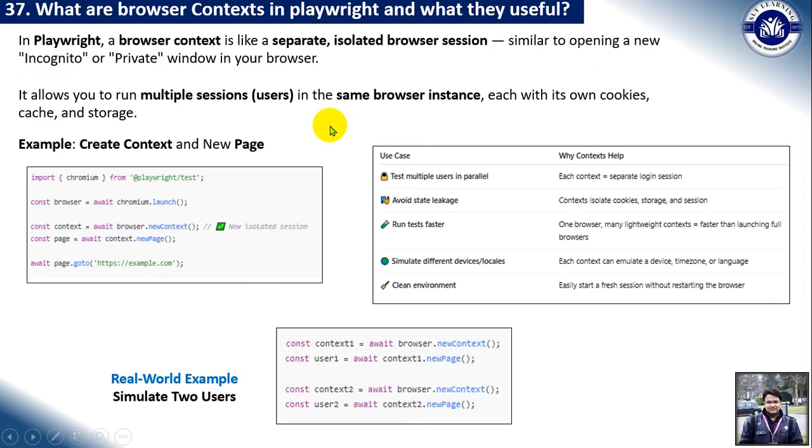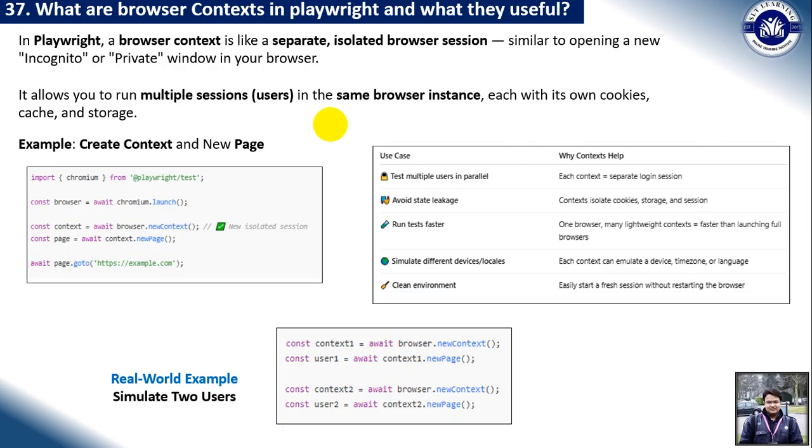Then, what are browser contexts in Playwright and what is it useful for? I told you, we have seen these things in a couple of previous questions as well. What is a browser context? It gives you the facility to use an isolated session for your automation testing. It will be like an incognito private window in your browser. When you open Chrome in incognito mode, it has a separate session, separate cookies, separate browsing history and all those things. It allows you to run multiple sessions, like different users, on the same browser instance, and each has its own cookies, cache and storage.